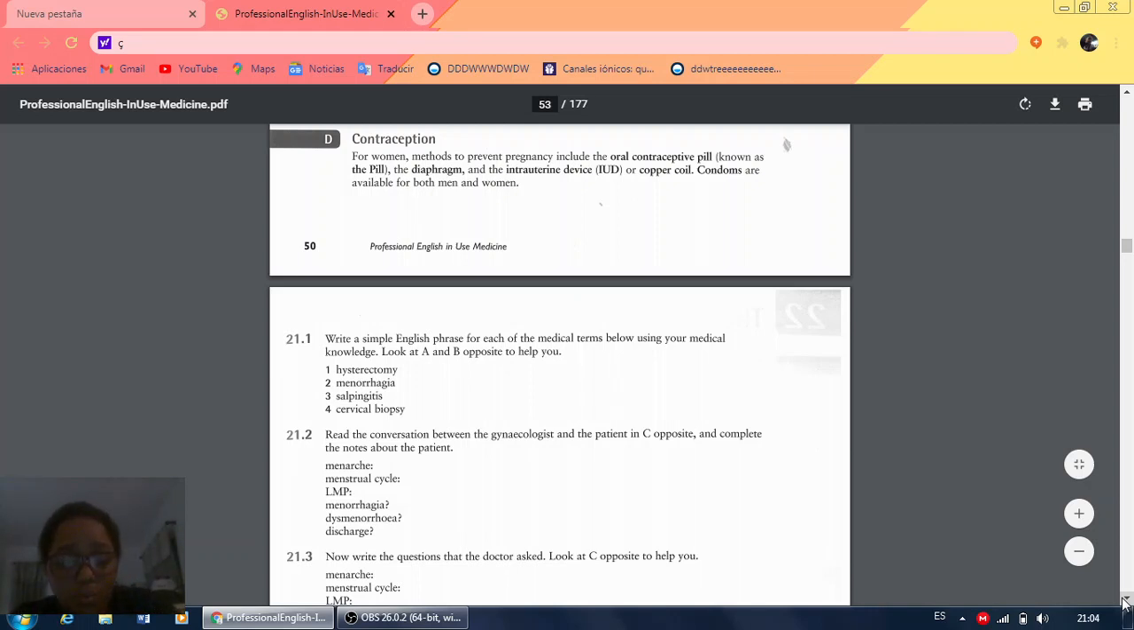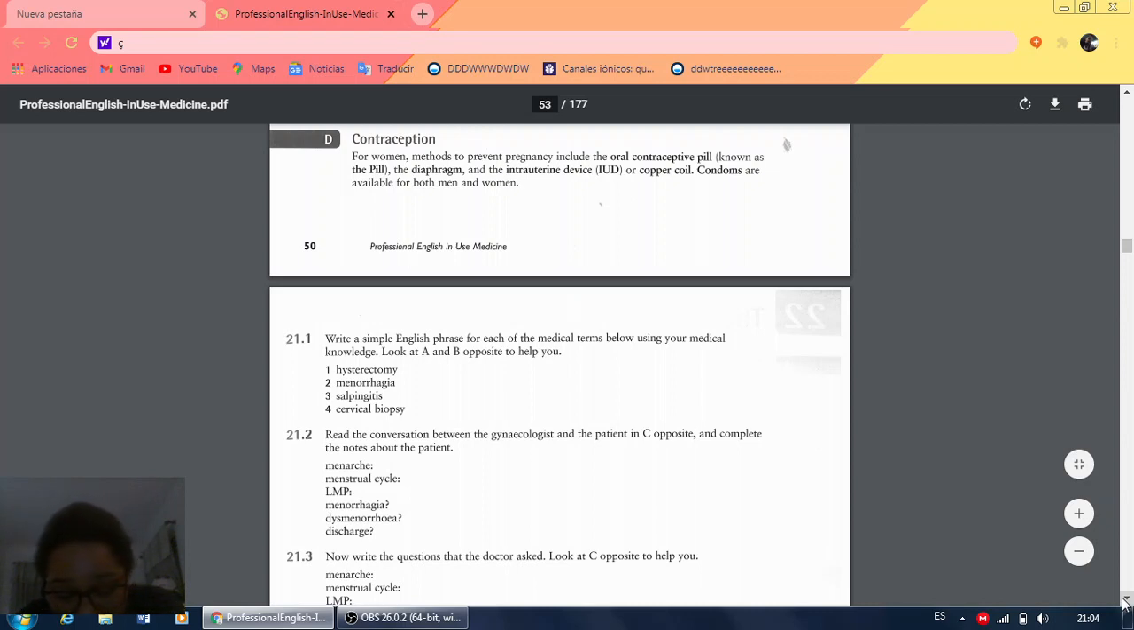21.1. Write a simple English phrase for the medical terms below, use your medical knowledge. Category. Category. Cancer of the woman. Menorrhagia, heavy period. Salpingitis, inflammation of one tube. Cervical biopsy, biopsy of the neck of the womb.